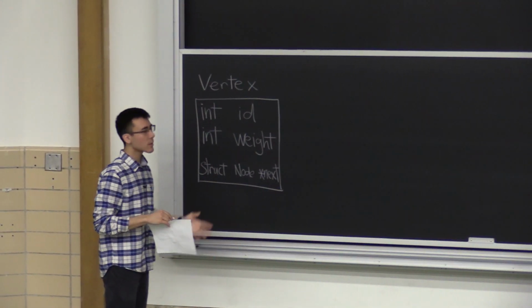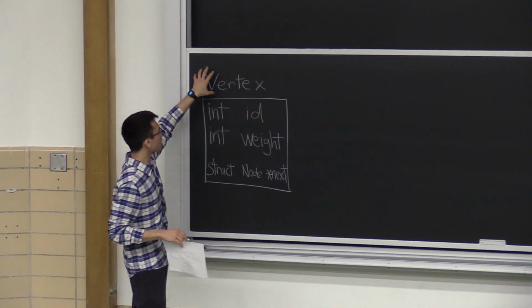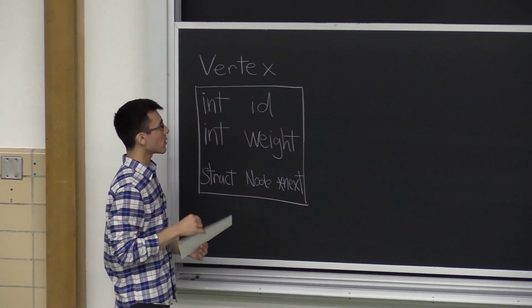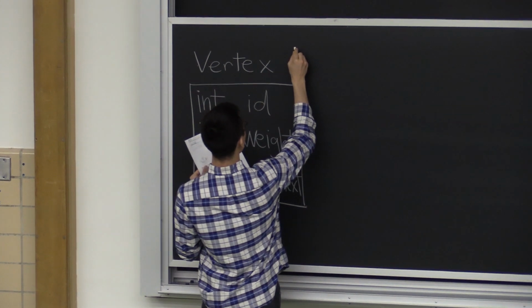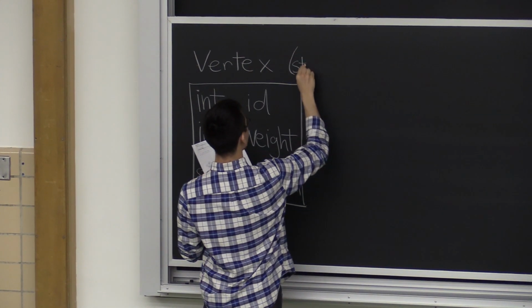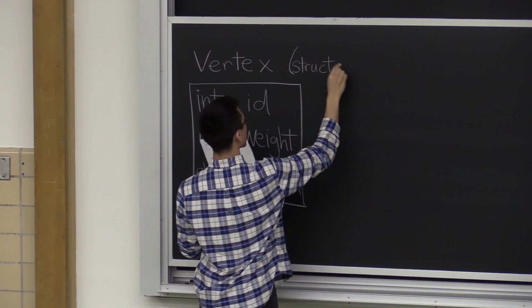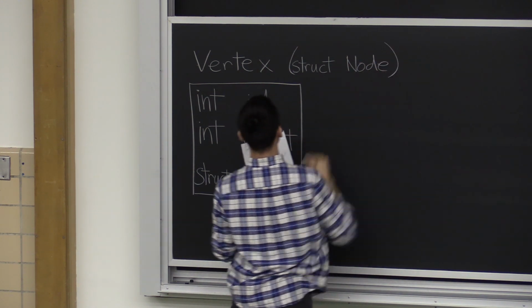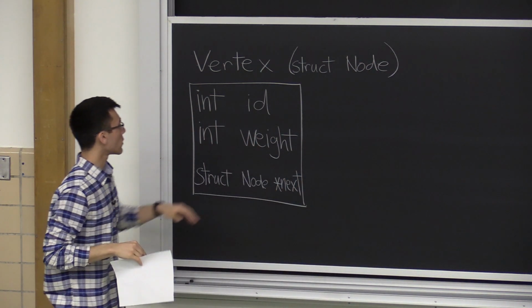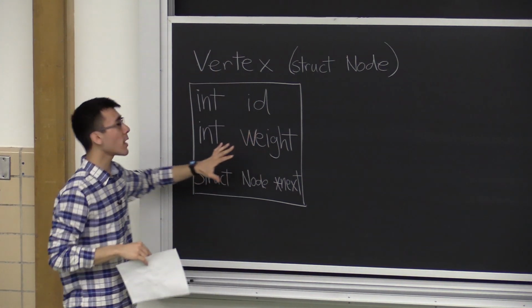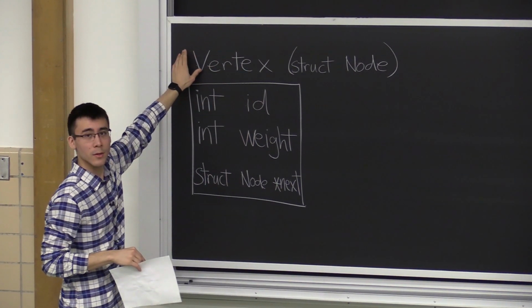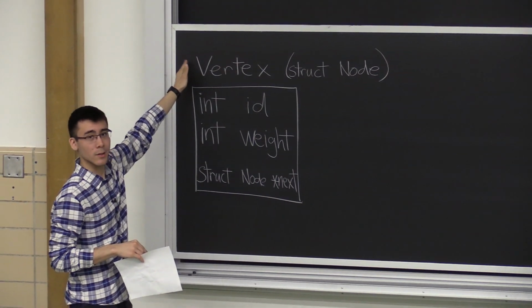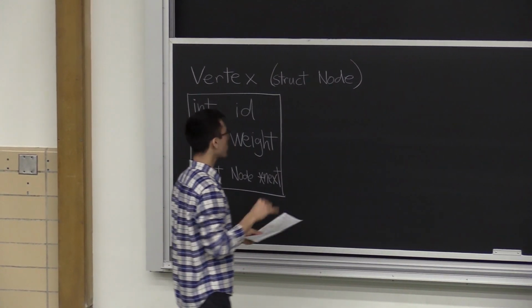So in C, I'm going to typedef. I'm going to call it vertex. But what it actually is, it's just going to be of type struct node. Okay? So this is a struct node, but another name for that is going to be vertex, as we're going to code later on. Okay, so this is a vertex.